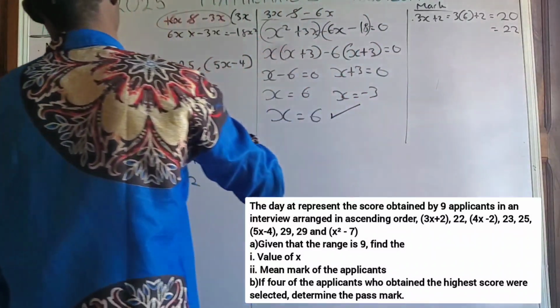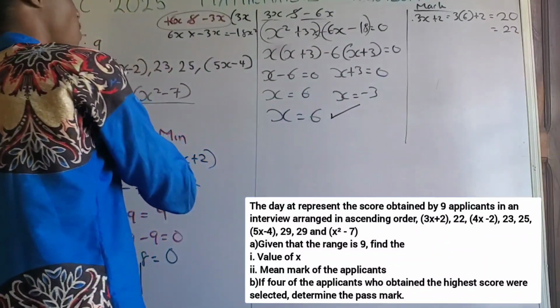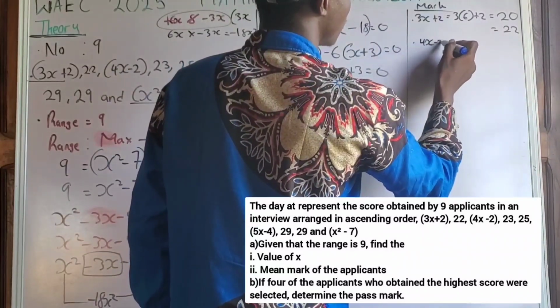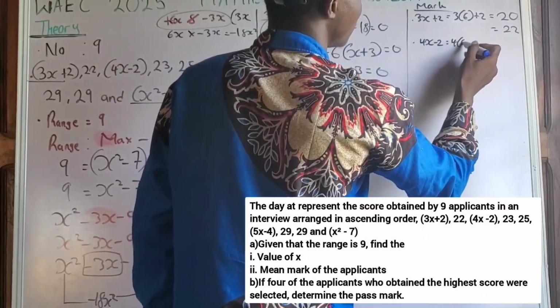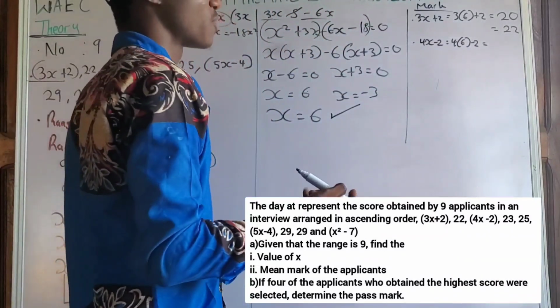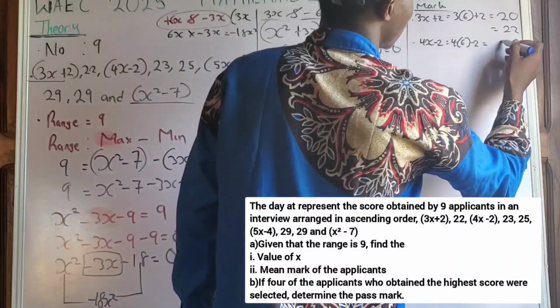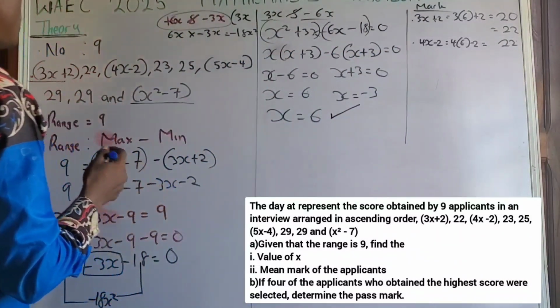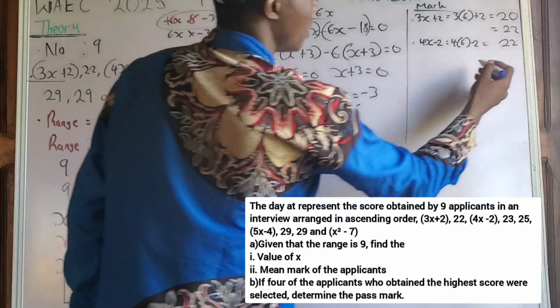The third one is 4x minus 2. So we have 4x minus 2. That will be 4 multiplied by 6 minus 2. That is 4 times 6 is 24, 24 minus 2 is 22. So this is also 22. Okay? The third applicant is 23. So we don't need that.